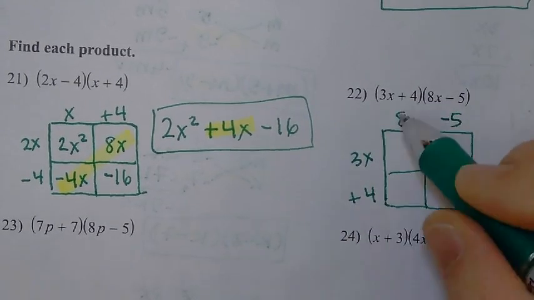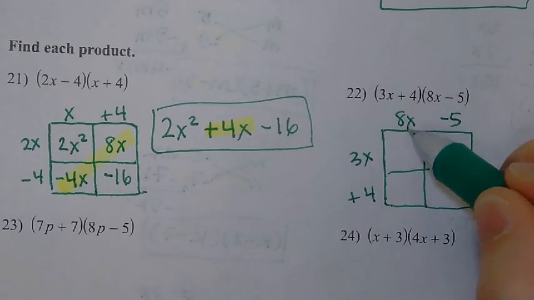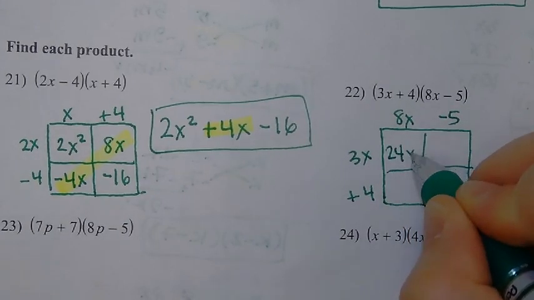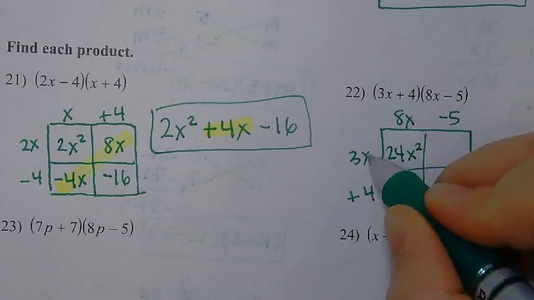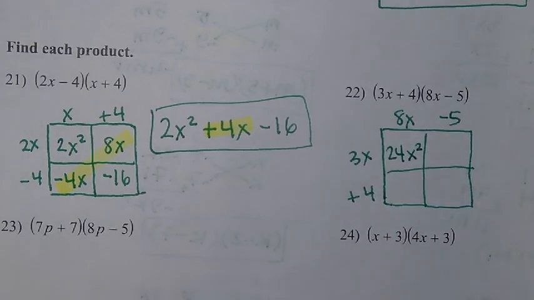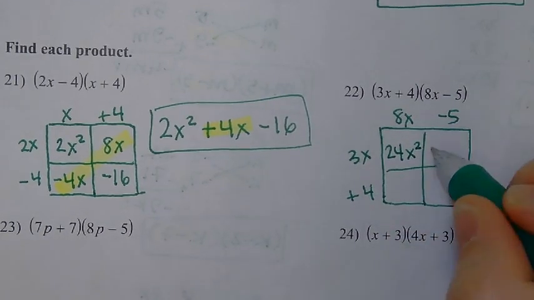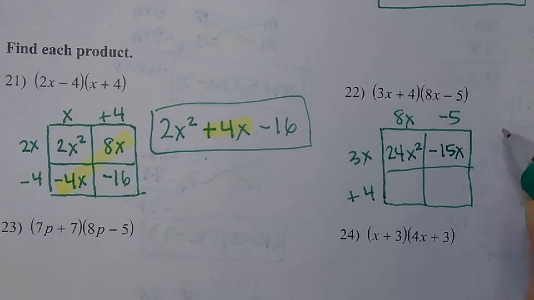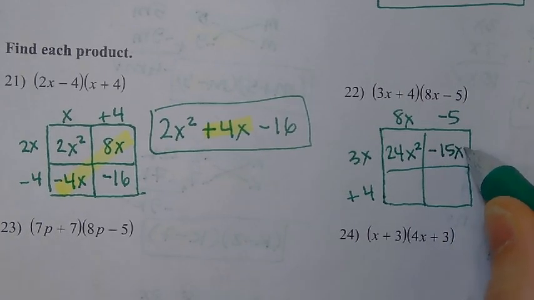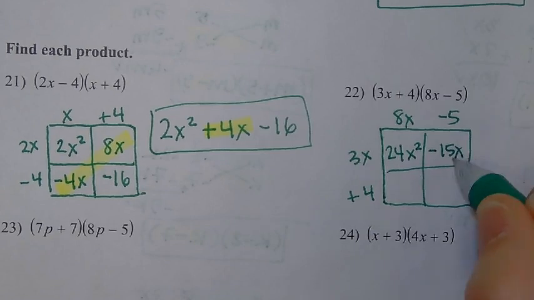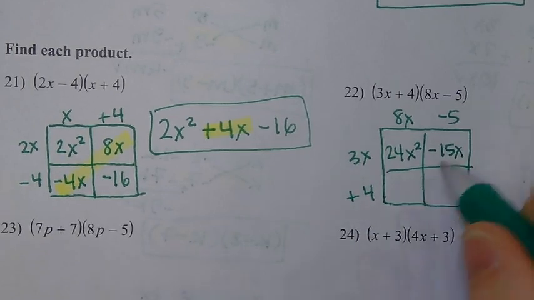8x minus 5. So we've got 3x times 8x, which is going to be 24x squared. Why is it squared? Because we have two x's that we're multiplying. 3x times negative 5 is negative 15x. Why is it just x and not x squared? Because we only have one x that we're multiplying, right? Because negative 5 does not have an x.